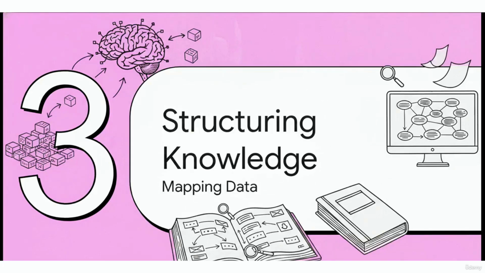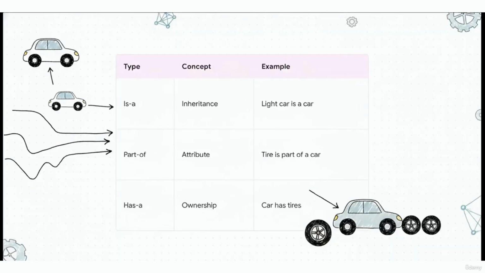All right, Section 3, structuring knowledge and data. Because raw data isn't enough. AI needs structured knowledge to truly understand our world. Think about it. Dumping a dictionary into a computer doesn't teach it how to read. We have to organize concepts into an ontology, or a semantic network, giving the computer a map of logical relationships.